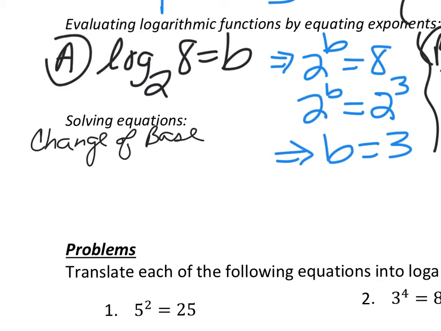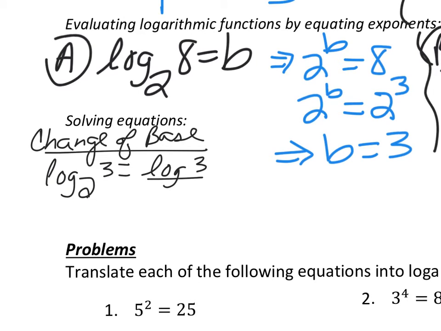This is a handy conversion. When you have log base 2 of 3, that is equal to the log base 10 of 3 over the log of 2. What's inside, take the log of that in the numerator, and what the base is, the log of that in the denominator. Both of these are log base 10. Remember, when you don't actually write a base in, it's the common log, which is base 10. And you can use your calculator for that. Just be careful to use parentheses so it doesn't get confused.